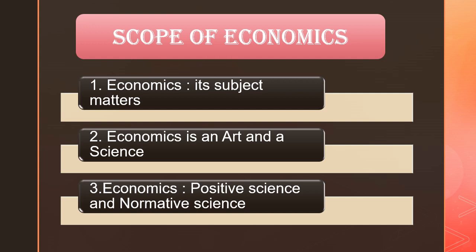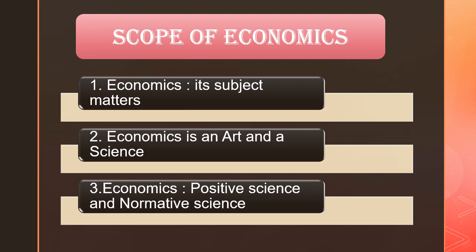So let's start with the first topic of today's video, that is the scope of economics. I told you that economic scope means the area which economics actually studies. So here are three different aspects through which we will understand which area is covered by economics. The first one is economics, its subject matter. What are the important things which are covered under economics?